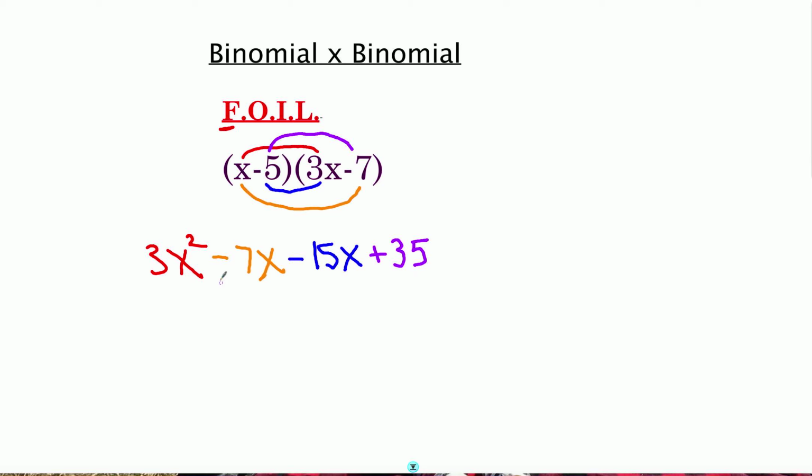So when I go to simplify my answer, the negative 7x minus 15x are like terms. I need to combine them. So here I will not change the exponent because here I'm just subtracting them or combining them. I'm not multiplying anymore. So that gives me negative 22x or minus 22x. So I have 3x squared. I'll rewrite it here. Minus 22x plus 35. And that problem is complete.